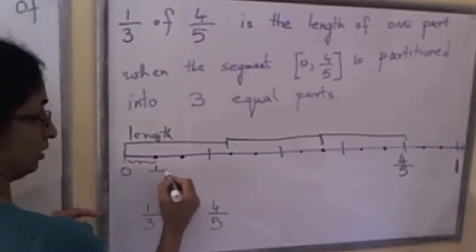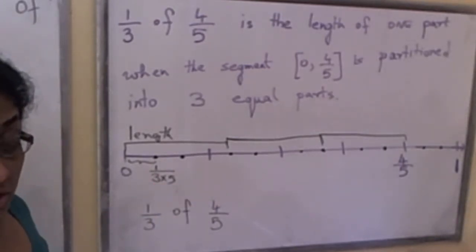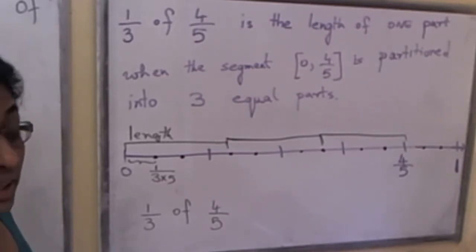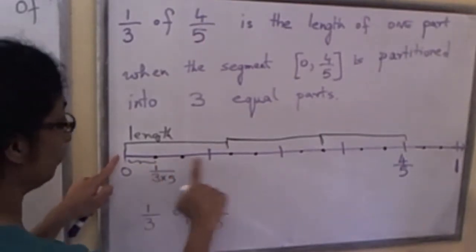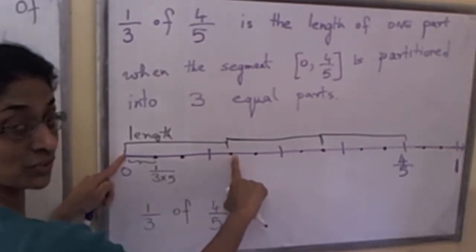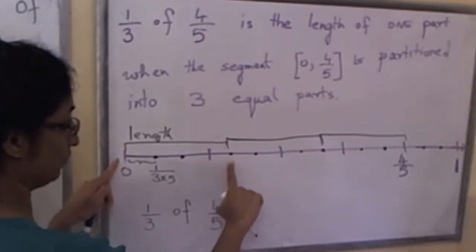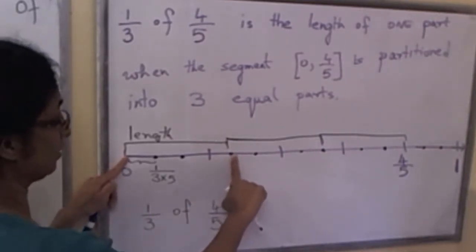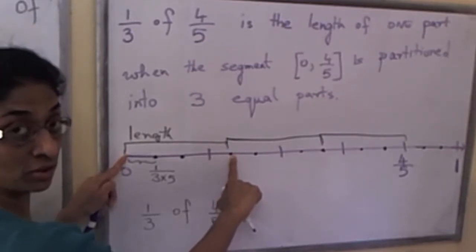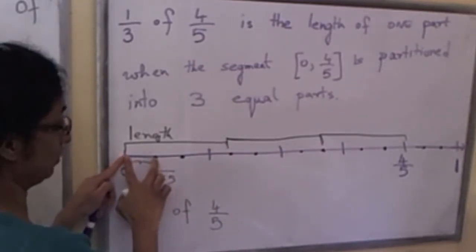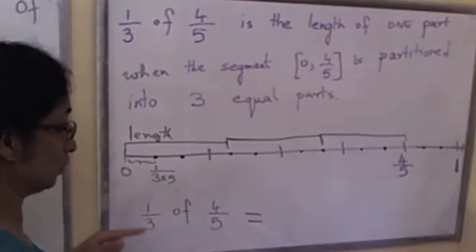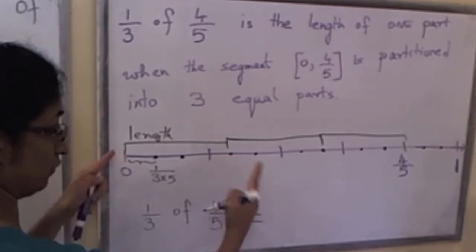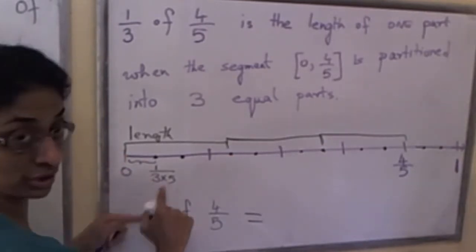is really 1/(3 times 5). And you'll see in a minute why I'm not writing 1/15. You can if you like, but I'm going to leave it as 1/(3 times 5). Now we remember we're interested in this piece length because 1/3 of 4/5 is the length of this piece. Well, this piece is the concatenation of 4 such pieces. So this piece is really 4 copies of 1/(3 times 5).